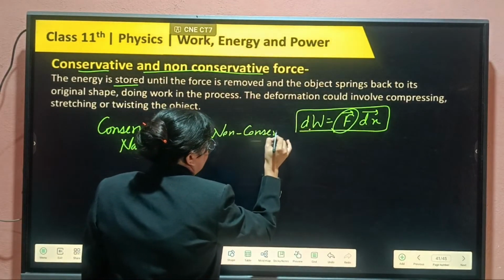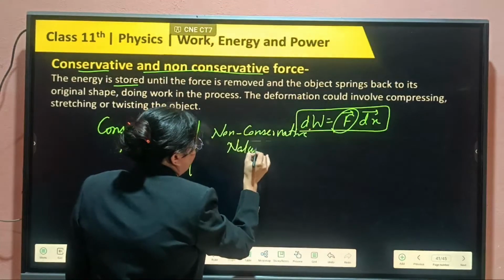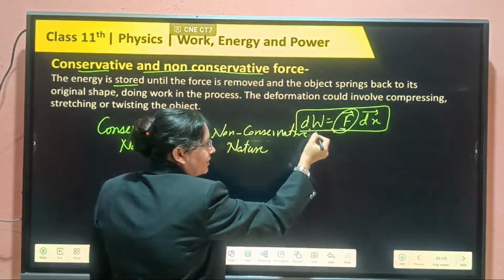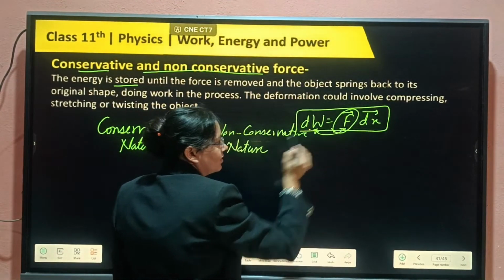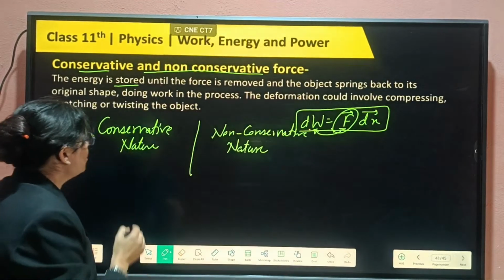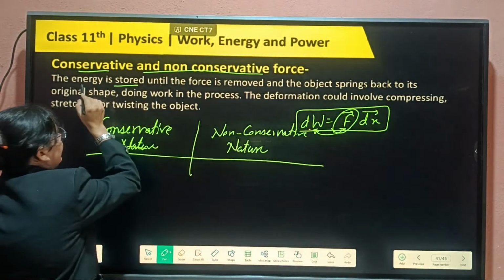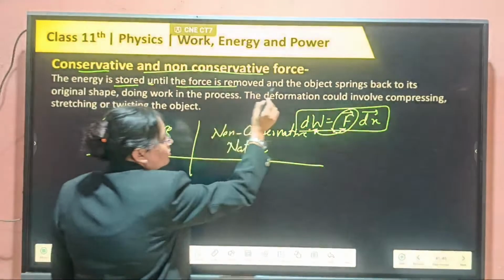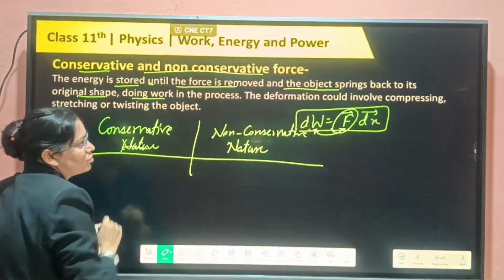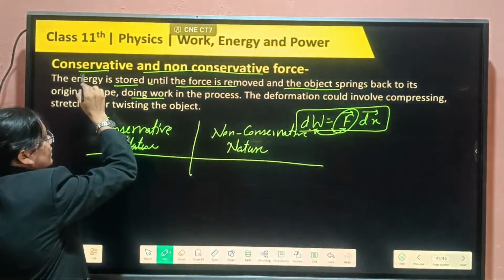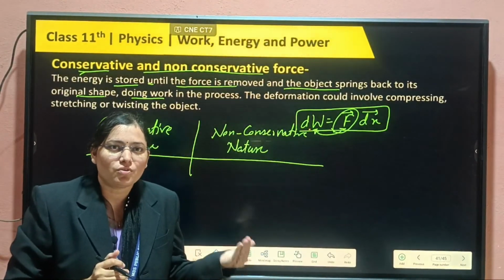तो अगर फोर्स आपका कंजर्वेटिव रहेगा, तो वर्क डन भी कंजर्वेटिव होगा. फोर्स नॉन कंजर्वेटिव, then work done also will be non-conservative. So how can you identify whether it will be conservative or non-conservative? If energy is stored until the force is removed, then the object, such as a spring, comes back to its original shape, and doing work in this process, that will be your conservative work done. Okay, so we are dividing all forces by nature.